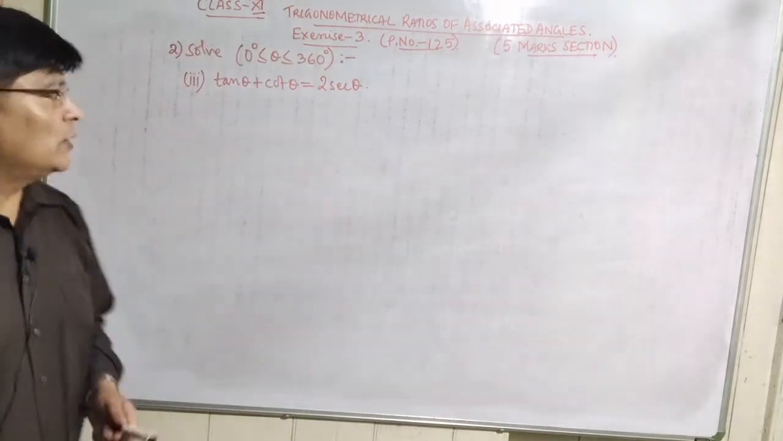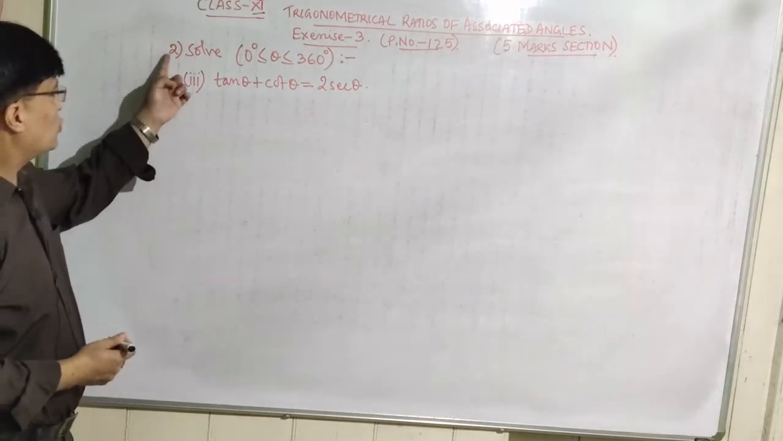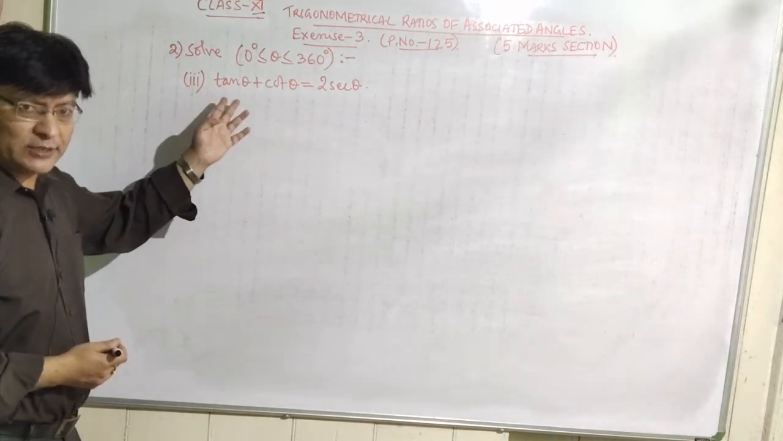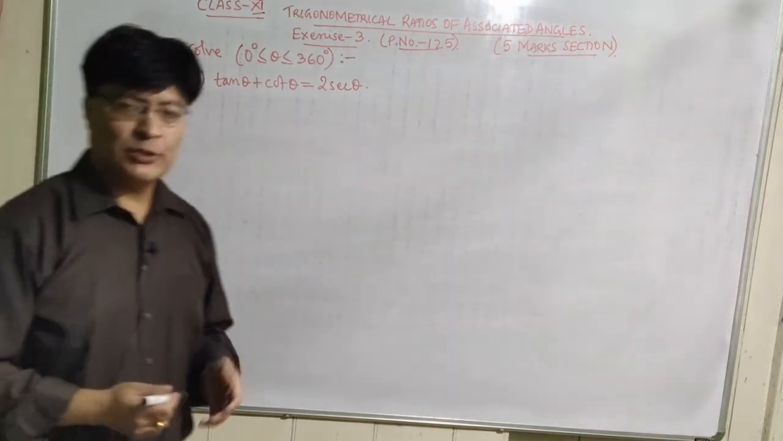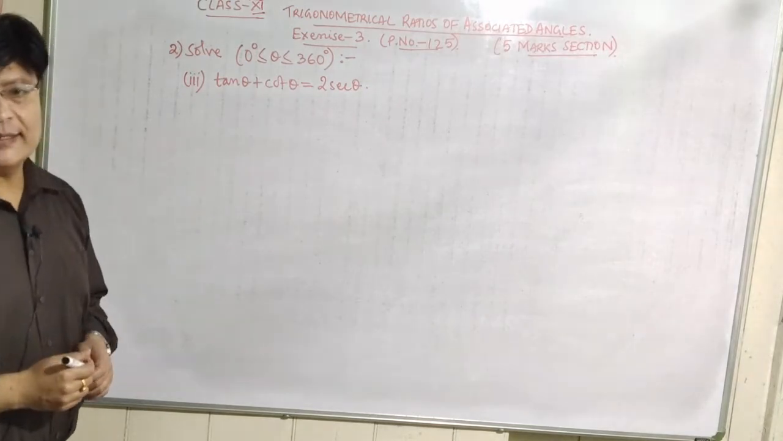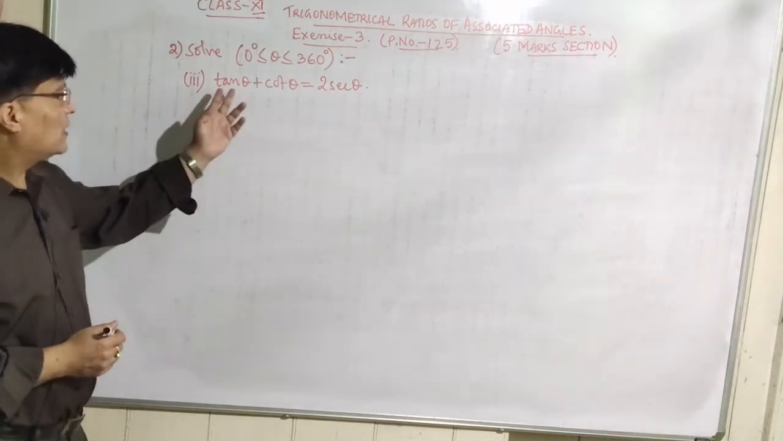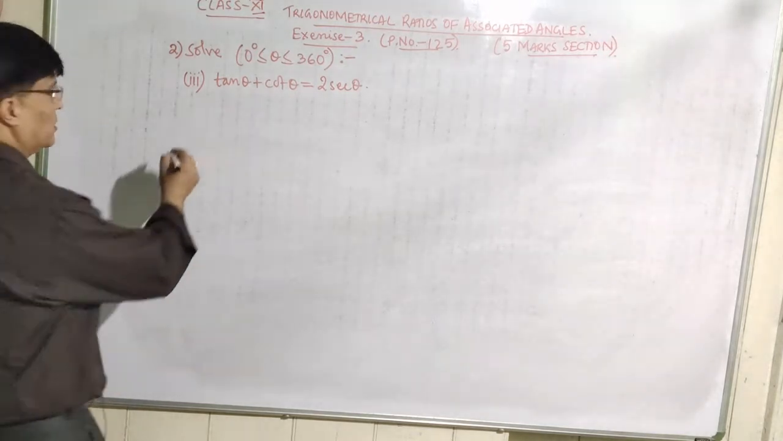So now we'll do the next question, that is 2 number 3. So question number 2, number 3 is you have to solve this equation tan theta plus cot theta is equal to 2 sec theta. So let us find out the values of theta that lies within 0 degree and 360 degree. The question is tan theta plus cot theta is equal to 2 sec theta. So let us simplify it first.